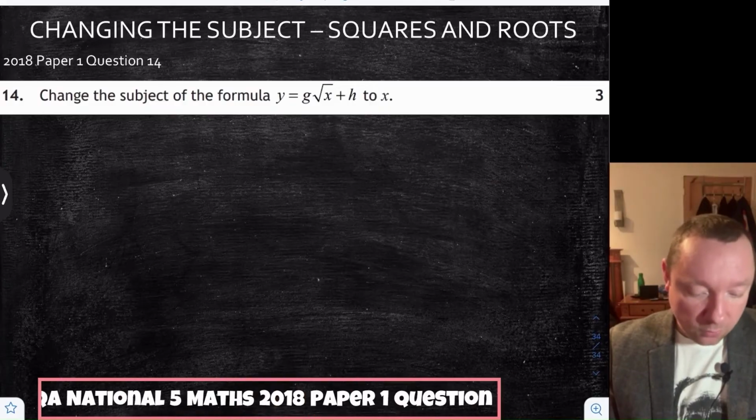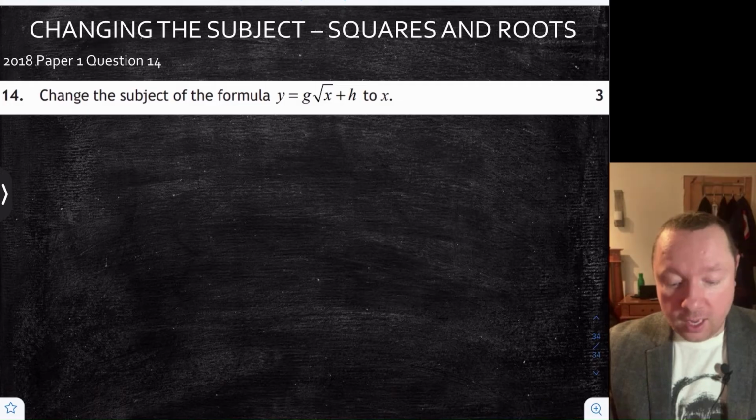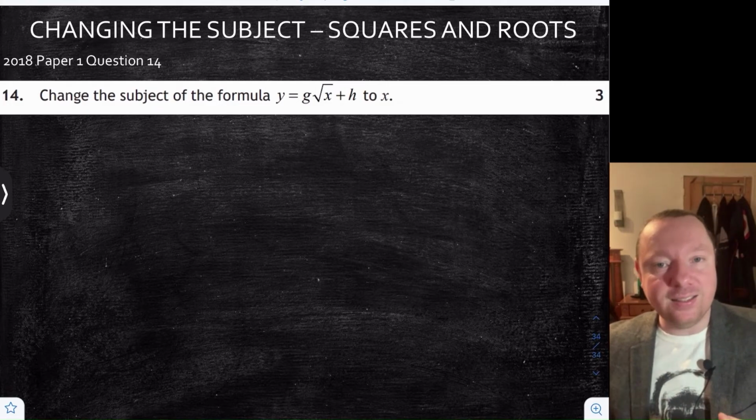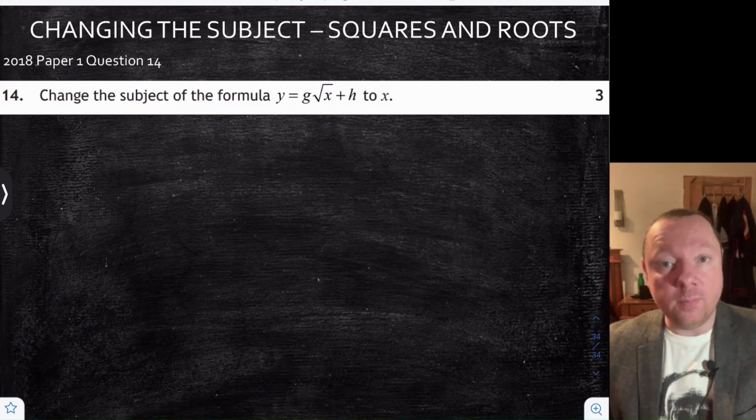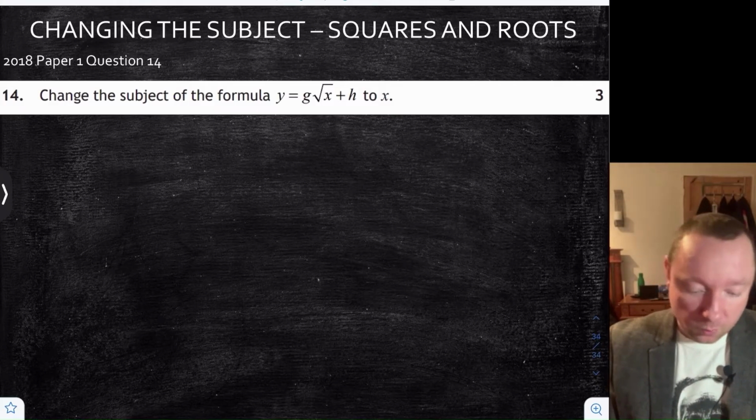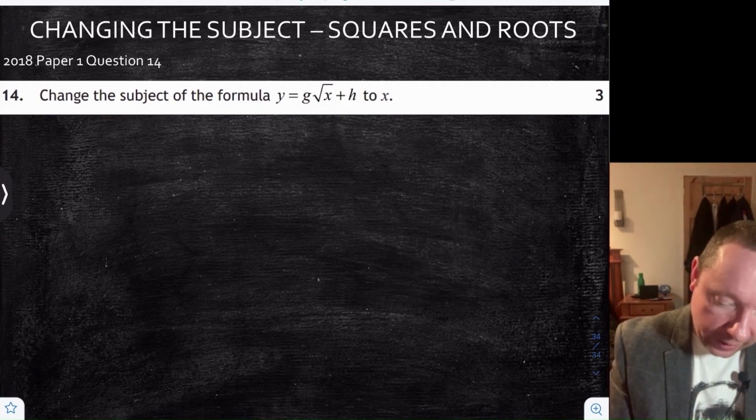Paper 1, question 14. Change the subject of the formula to x. But again, we've got a root involved. Now, when it's a root, but if there's other things in the question, it's sometimes better to make the root the subject and then square at the end. It just eliminates any problems you're going to have. So, I'm going to make the root x the subject. So I'm going to take away h to start with.